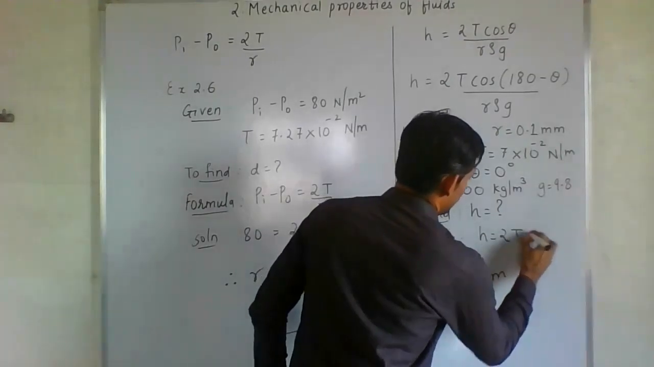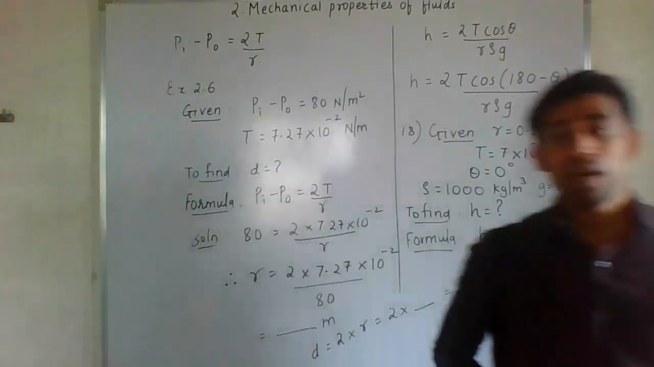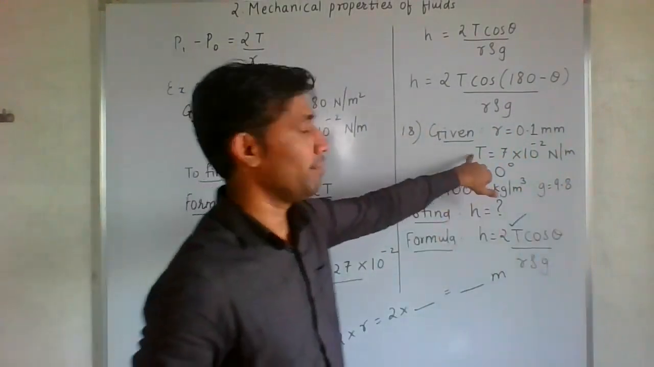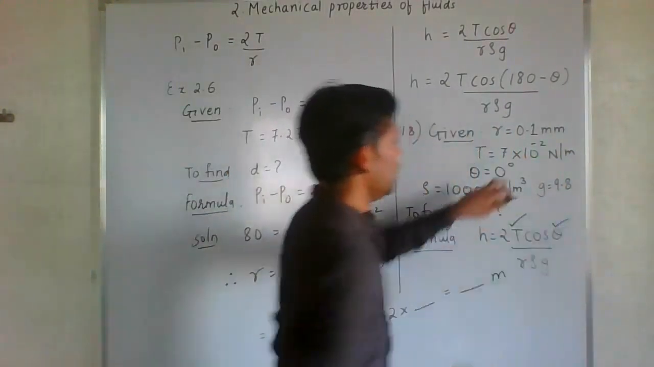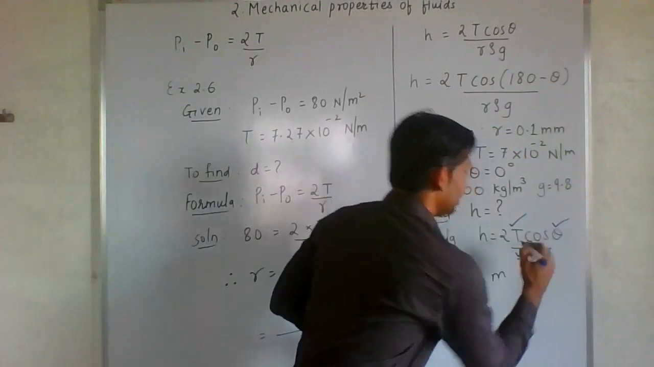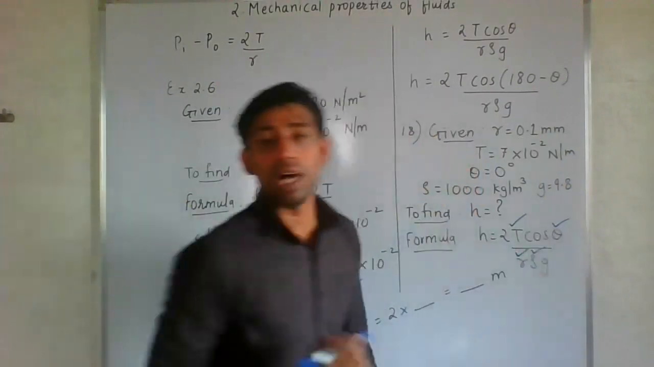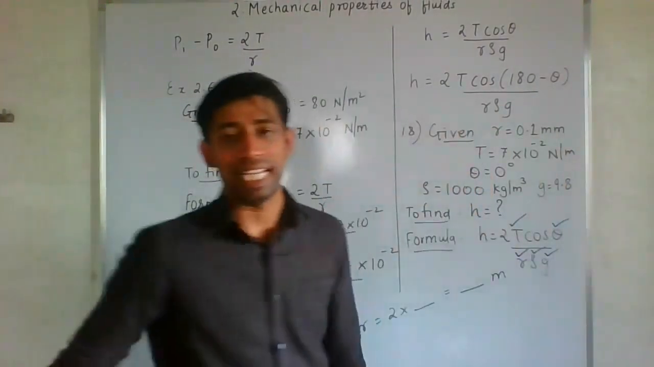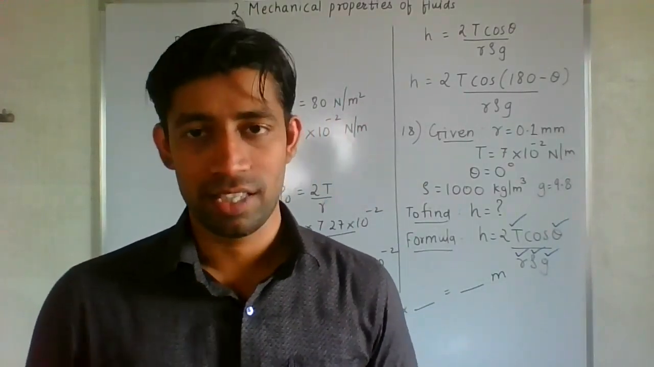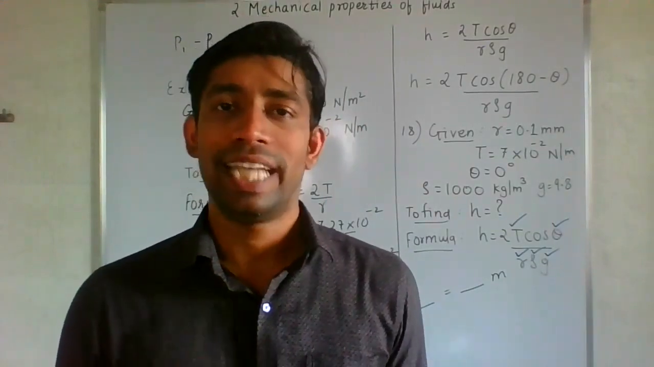H is equal to 2t cos theta upon r rho g. Now you can observe in this formula we have the value of t, correct? It is given over here. We have the value of theta. It is given here. Cos 0 is 1. We are given the value of r, which you will convert into meter and then substitute. This is 1000 and this is 9.8. So it is a very simple sum of only substitution, nothing else. So you can very well solve it at home and verify the answer from the textbook.